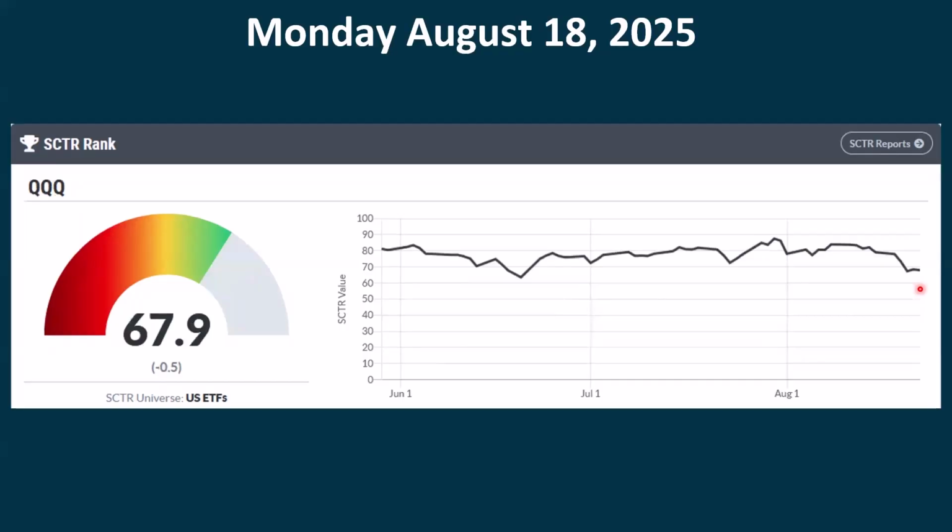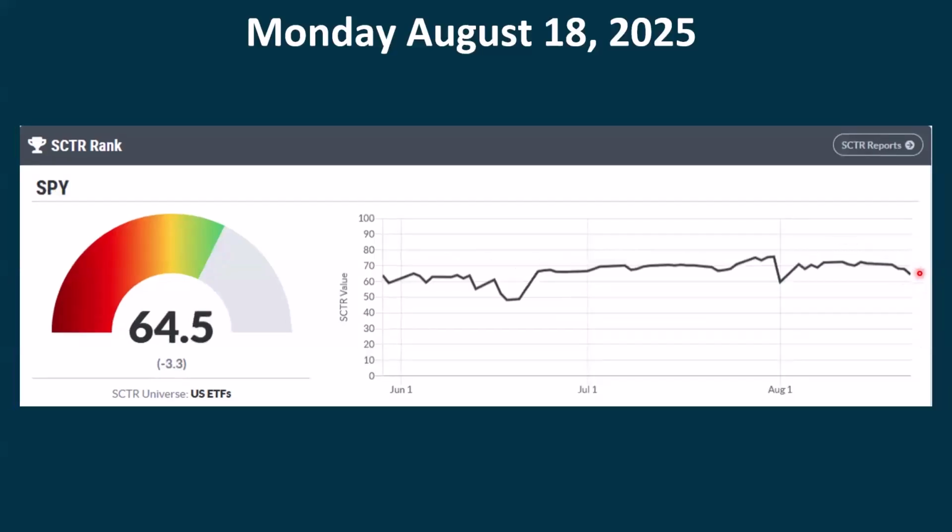Then we have the QQQs, which is growth. Usually this is number one on our list. No, it's not now. It's still coming in at 67.9, so we're above that 50 level, but not really showing much improvement. Then we have the S&P, which is a mix between growth and value.